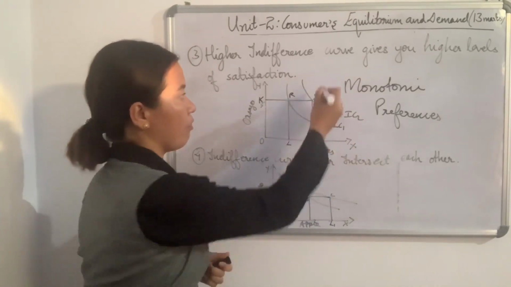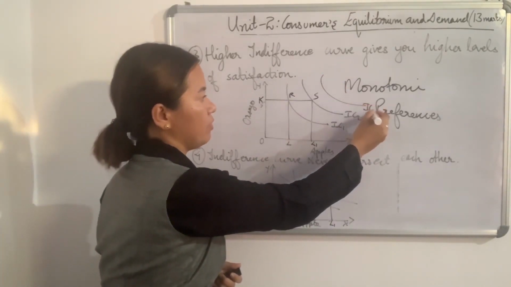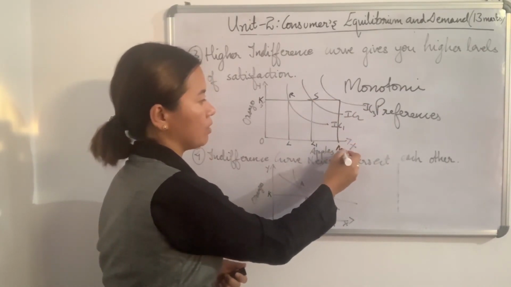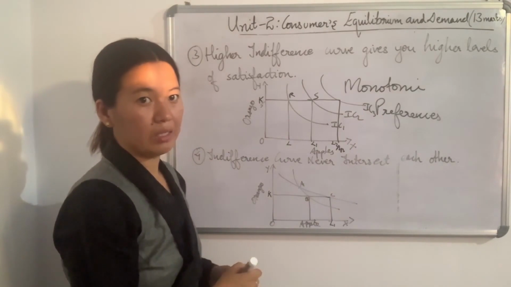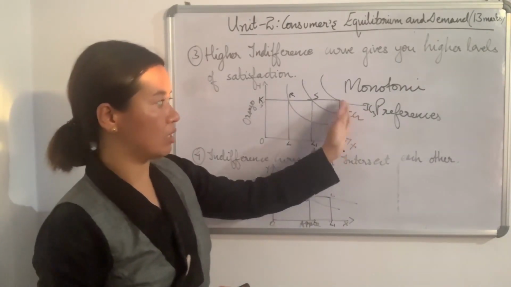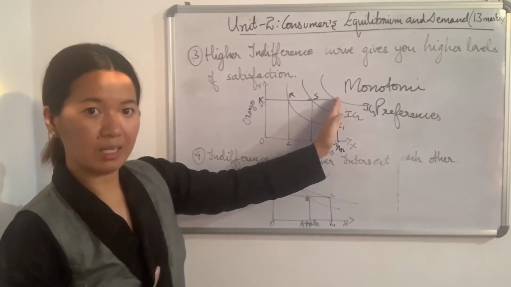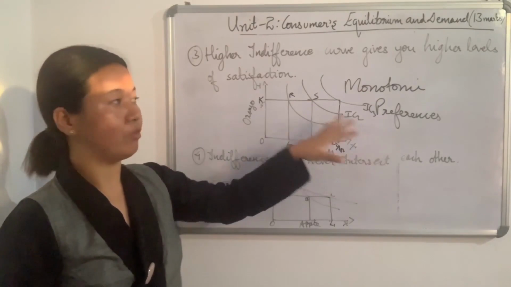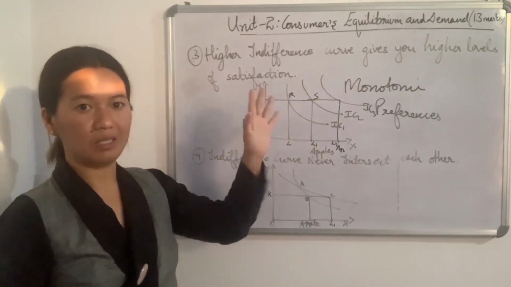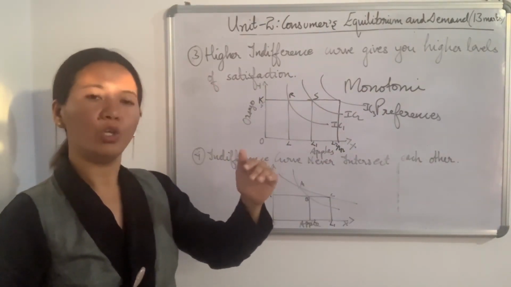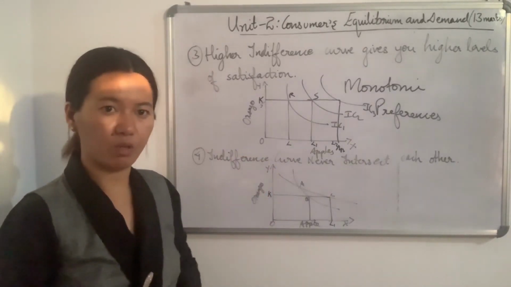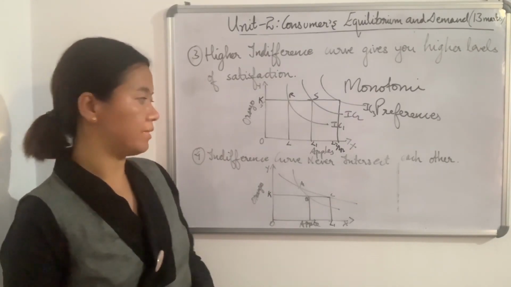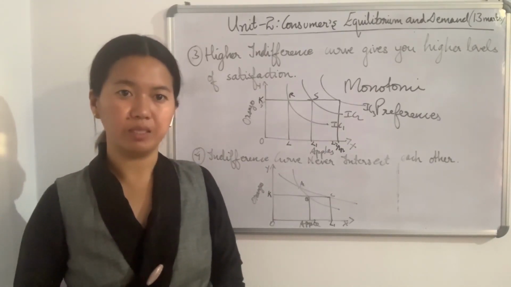In the same way, if I add one more indifference curve, that is IC3, it will consume more apples, that is L2. And since IC3 is consuming more of one good, it will definitely get more satisfaction because of monotonic preferences. Therefore, this property says that if you consume more, you will definitely get more satisfaction because of monotonic preference. And the fourth property of indifference curve is that indifference curves never intersect each other.